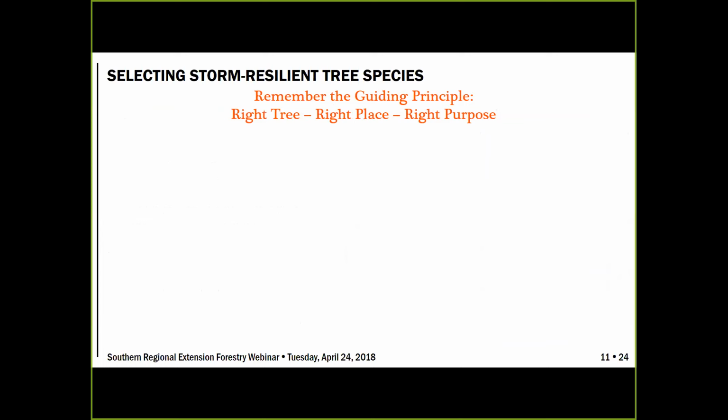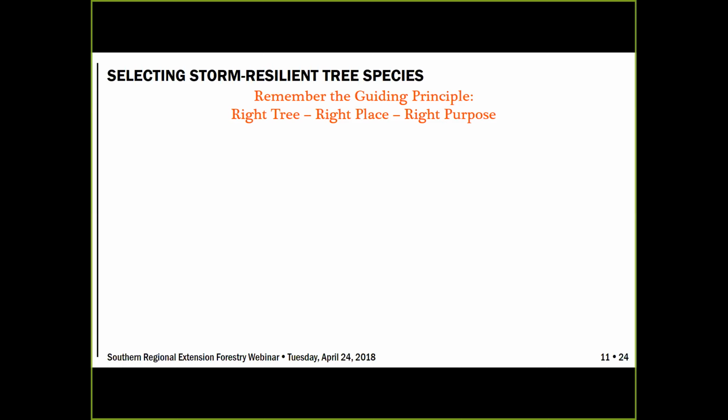So remember, the guiding principle is right tree, right place, right purpose. And what that means here is we have to think about this notion that we're talking about a very specific purpose here. That is creating a storm-resilient urban forest. Other contexts and other goals will require a different mindset about what will be the right tree for that place.